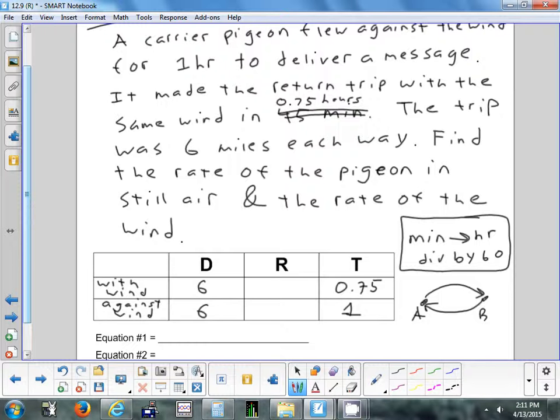I did it. Now I need my rate with the wind. How fast is the pigeon flying? Do we know? 6, I think that's the variable. Yeah, the same speed as the regular pigeon. Find the rate of the pigeon. We don't know the rate, so how could we represent it, Marcus? R.